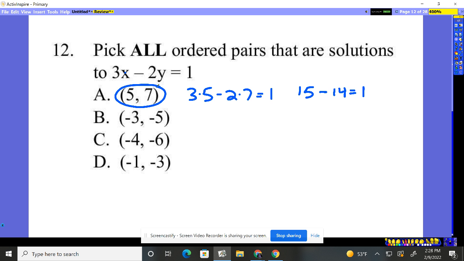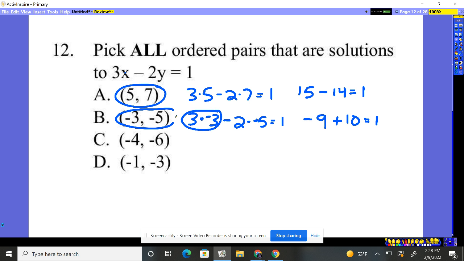Let's now try -3, -5. It's probably a little more difficult for us, but 3 times x, which is -3, minus 2 times a -5. Does that equal 1? Well, 3 times -3 is -9. Now, notice you have a -2 times a -5. That's going to be plus 10, right? Because a negative times a negative is positive. So you get plus 10. That gives you 1. Yes, it works also.